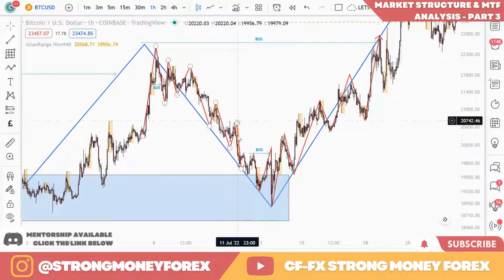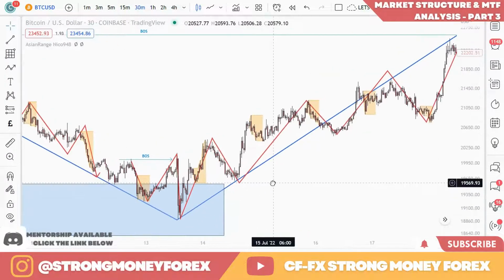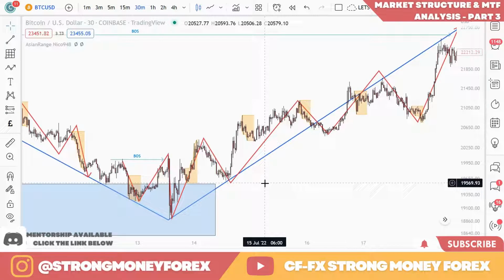That's why they're breaking structure to the sell side. But when we get into this discount area, we can then start looking for buys. We've confirmed that from discount, we've got a change of structure into a buy bias. Now we can be looking at buys.